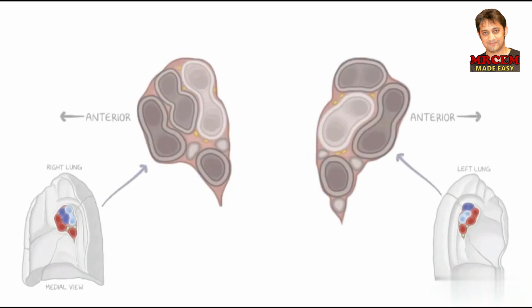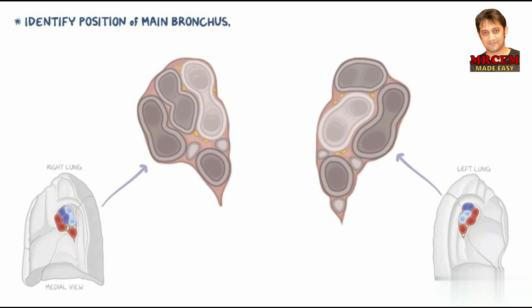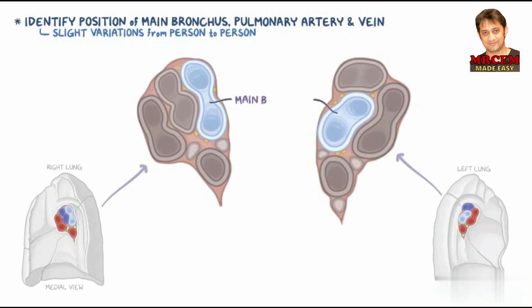On a section of the right and left lung root, we can identify the position of the main bronchus and the pulmonary artery and vein in relationship to one another. But keep in mind, there may be slight variations from person to person. First, the main bronchus is typically against the posterior middle boundary in both lung roots.